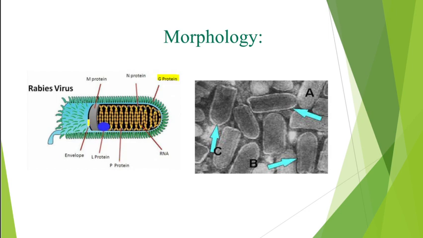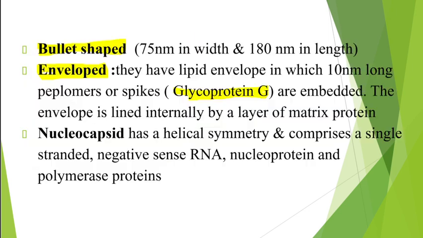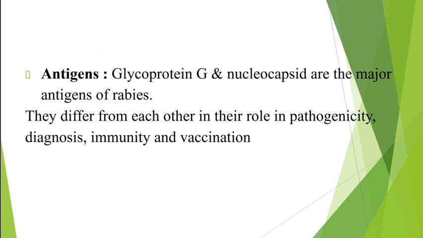Then the envelope is internally lined by a matrix protein, and inside the envelope there is the nucleocapsid. The symmetry of the nucleocapsid is helical. So it is helically coiled and comprises single stranded negative sense RNA, nucleoprotein and polymerase protein. So rabies virus is an RNA virus. The major antigens of rabies are glycoprotein G and nucleoprotein.